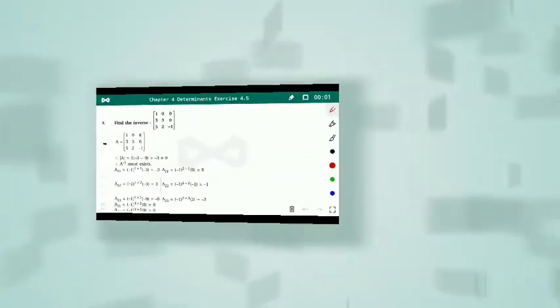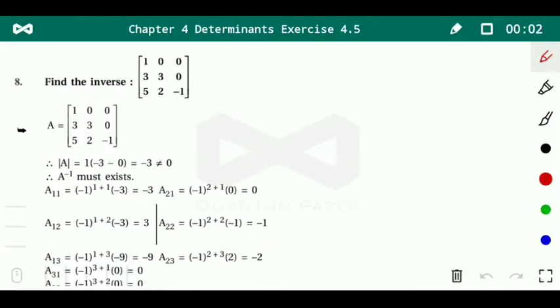Good morning dear students, today we are going to learn chapter number 4, determinants, exercise 4.5, question number 8. In question number 8 we have to find the inverse of the given matrix. For finding the inverse, first of all we have to check whether the determinant of A is 0 or non-zero. If the determinant of the given matrix is 0, then the inverse does not exist.